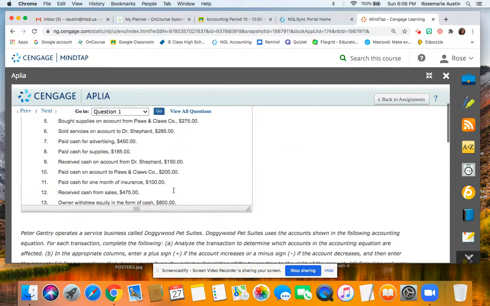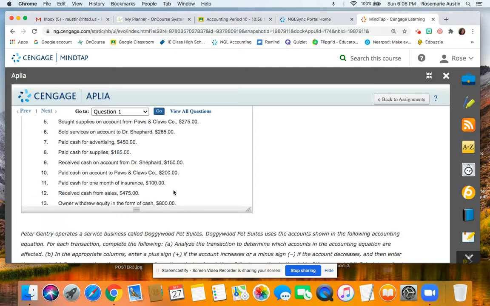Okay. Number 6, sold services on account to Dr. Shepard. Okay. Sold services, meaning you went to Dr. Shepard's office and you performed some type of service for him. Okay. He did not pay you cash. They are going to pay you on account. So now Dr. Shepard becomes an account receivable for you. You sold services, you made a sale, but you made a sale on account to Dr. Shepard. So your revenue, sales is revenue, that's going to increase your owner's equity, but Dr. Shepard now becomes an account receivable for you.